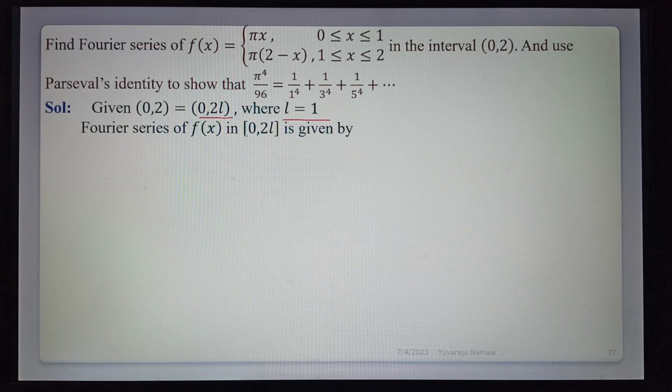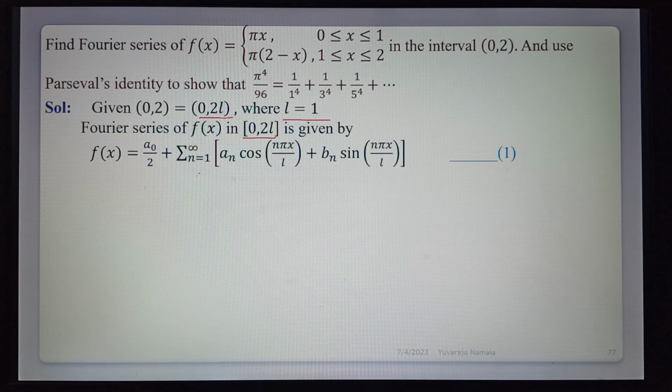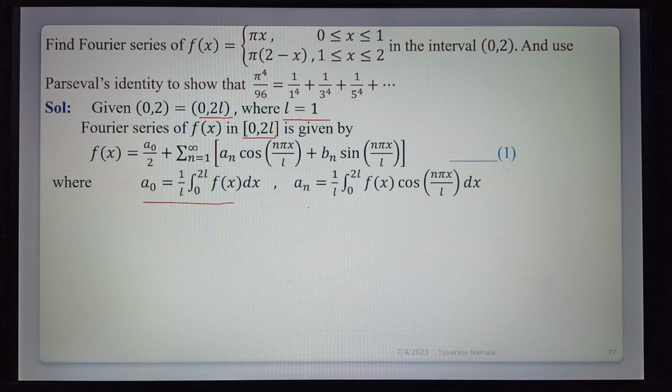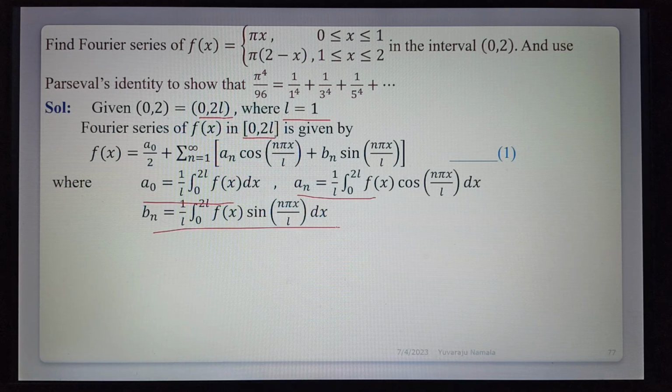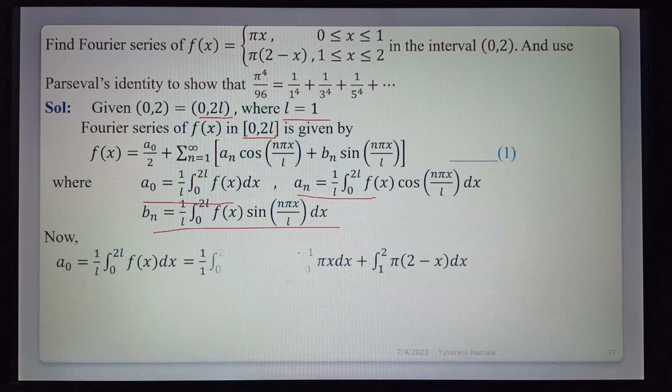So in the interval 0 comma 2L, the Fourier series is a0 by 2 plus summation n is equal to 1 to infinity of an into cos n pi x by L plus bn into sin n pi x by L. So this is a0, this is an, this is bn. First finding a0 is equal to 1 by L into integral 0 to 2L, where L is equal to 1 and 2L is equal to 2. So that is 1 by 1, integral 0 to 2 f of x dx.